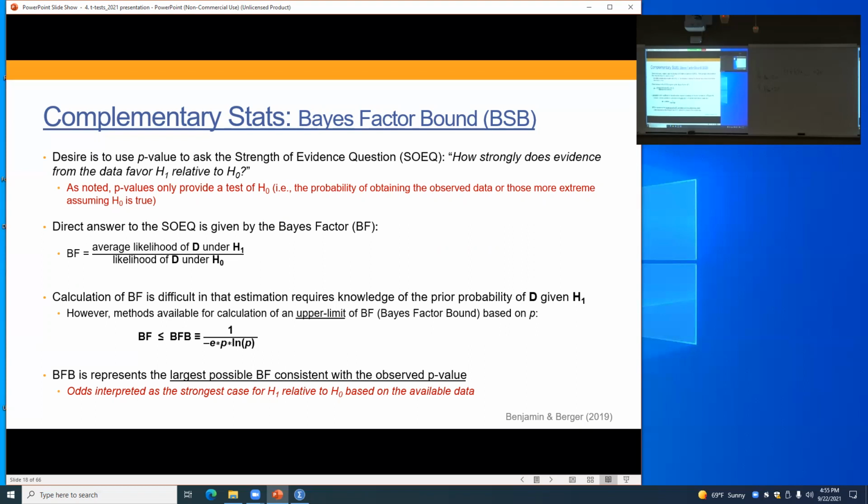And what we can do is take yet another nonlinear transform of P and start to convert this into what Benjamin and Berger are calling the Bayes factor bound. The Bayes factor bound represents the largest possible Bayes factor consistent with the observed p-value, okay? We would interpret this as the odds of the strongest case for the alternate relative to the null, based on the available data, okay?